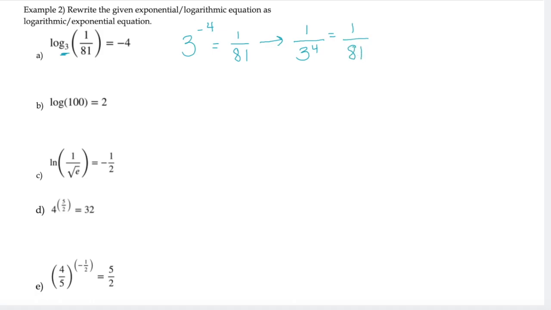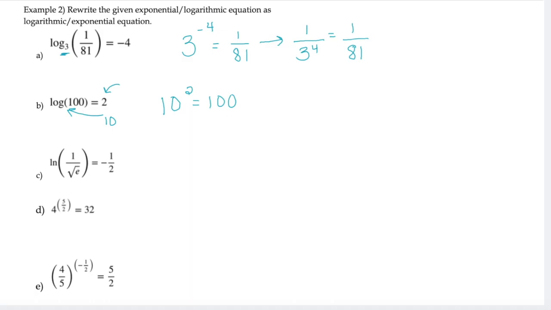Let's try another logarithmic one here. Notice I have log 100 equals 2. There's no base written, but remember, if there is no base written, we assume that it is 10. So writing this logarithm into exponential form, we'll have 10 to the power of 2 equal to 100, and I can see that this is a true statement.